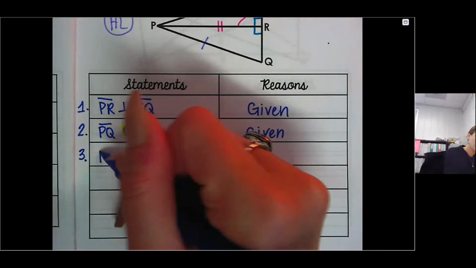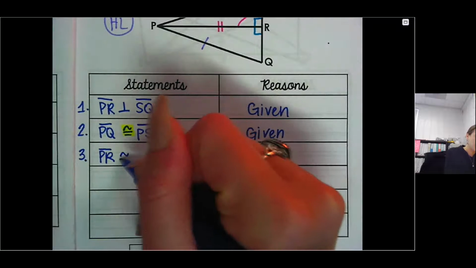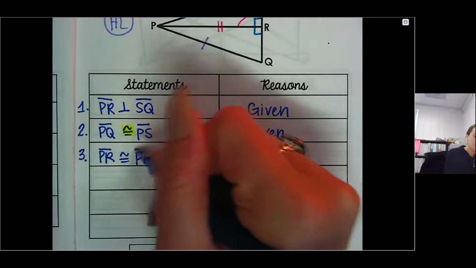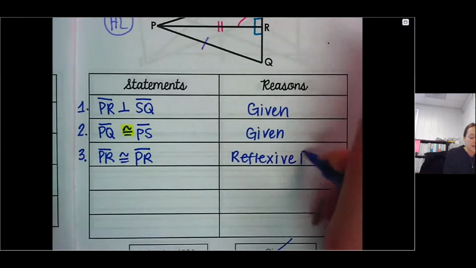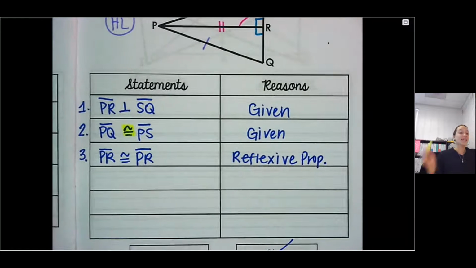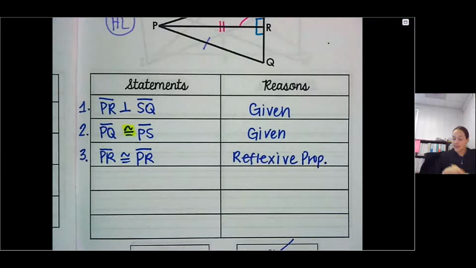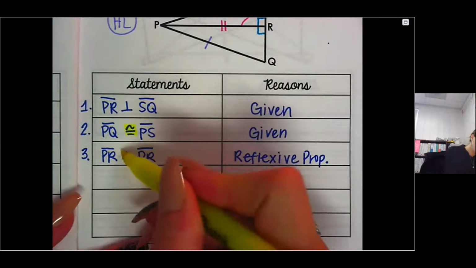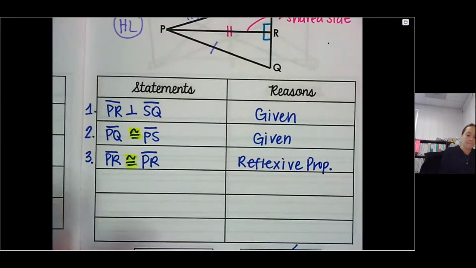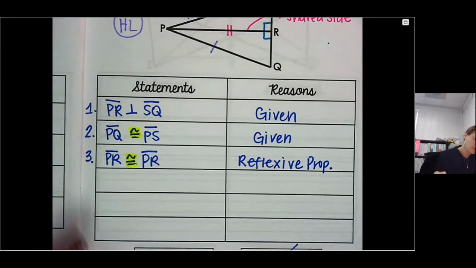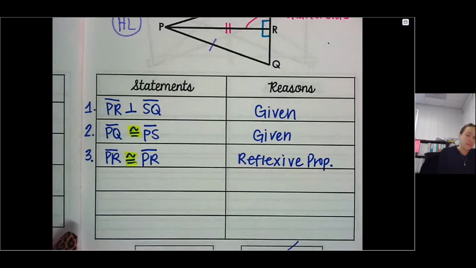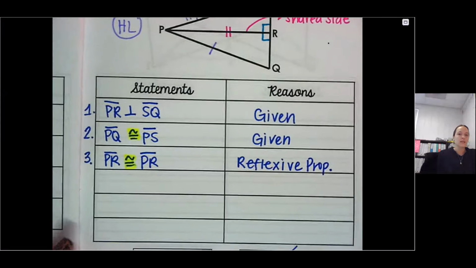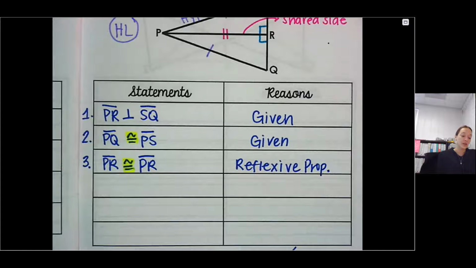Good. So PR, yes, you can, is congruent to PR. So reflexive property is just that really fancy way of saying the shared side. And I've got another congruent symbol, so I highlight it. Okay. So I'll find that. I'm going to cross it off. And reflexive. Okay.